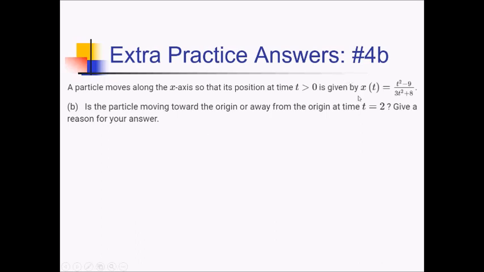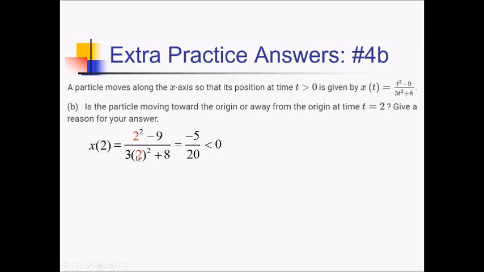Let's start with x of 2. We need to know where this thing is at time 2. So that's just plugging 2 into this function up here. So x of 2, we've got 2 squared minus 9 over 3 times 2 squared plus 8. And then evaluating this, we've got 4 minus 9 in the numerator, comes out to negative 5. And down here, this is going to be 3 times 4, so 12 plus 8, which is 20. This whole thing, I could reduce it, but really all I care about is the sign on this thing. So this comes out less than 0, negative. And that's telling me that my particle is to the left of the origin.